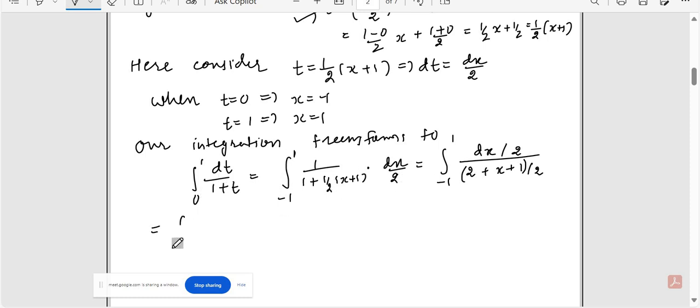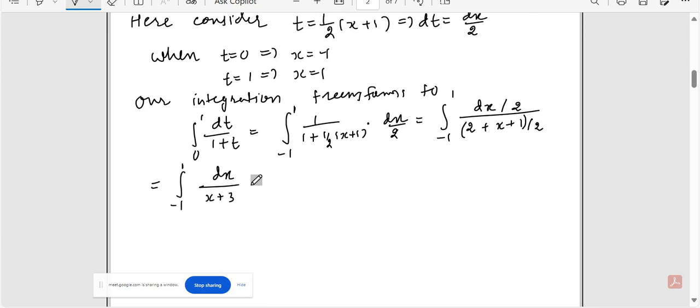Okay, so this will be your integral from minus 1 to 1 of dx by x plus 3. So this will be your new integration. Now you have to apply the Gaussian quadrature formula on this integration, because the integral from 0 to 1 of dt by 1 plus t becomes the integral from minus 1 to 1 of dx by x plus 3.